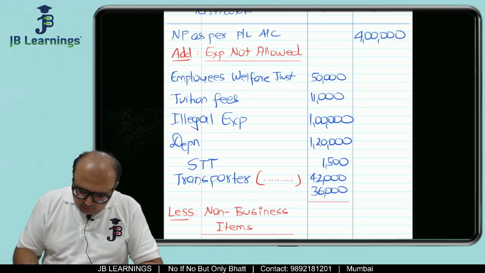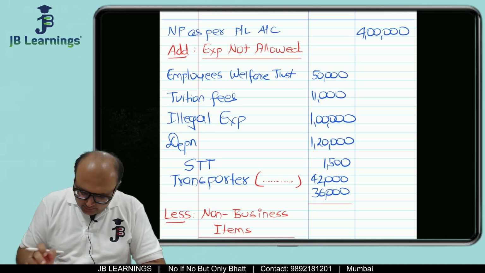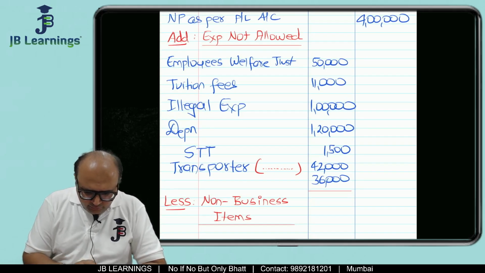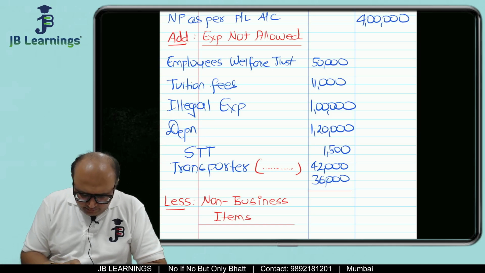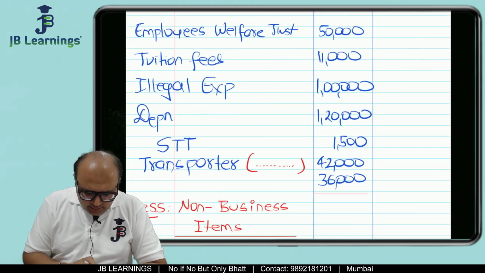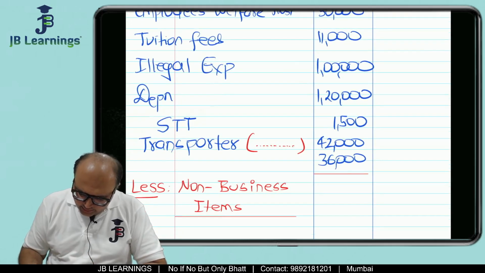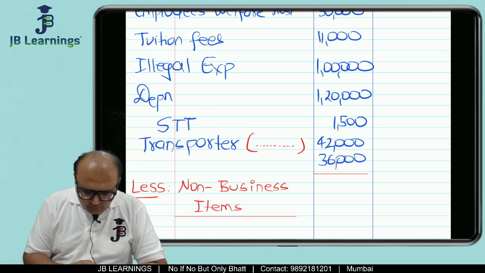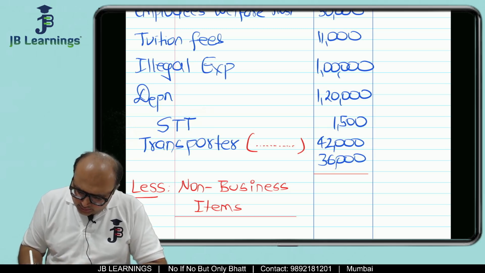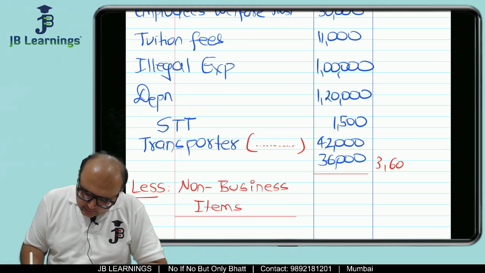So how much is the amount? So it is 50,000 plus 11,000 plus 1 lakh plus 1,20,000 plus 1,500 plus 42,000 plus 36,000. So what is the amount? 3,60,500.